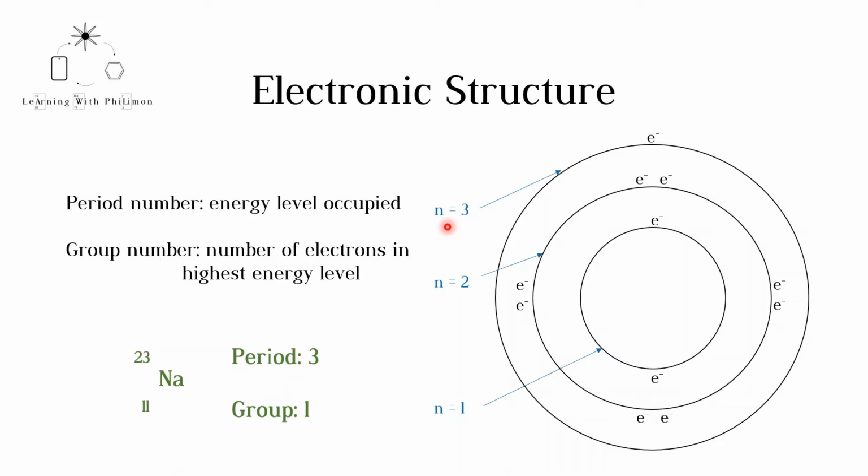The group an element is in, that is the column, tells us the number of electrons in the highest energy level, also called the valence number. You find sodium in group 1. As you can see in the diagram, the last energy level has a single electron. All elements in group 1 have 1 electron in their highest energy level.